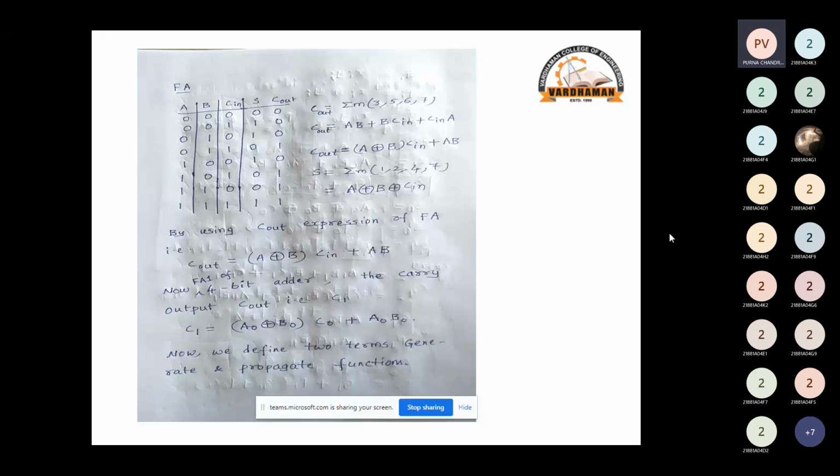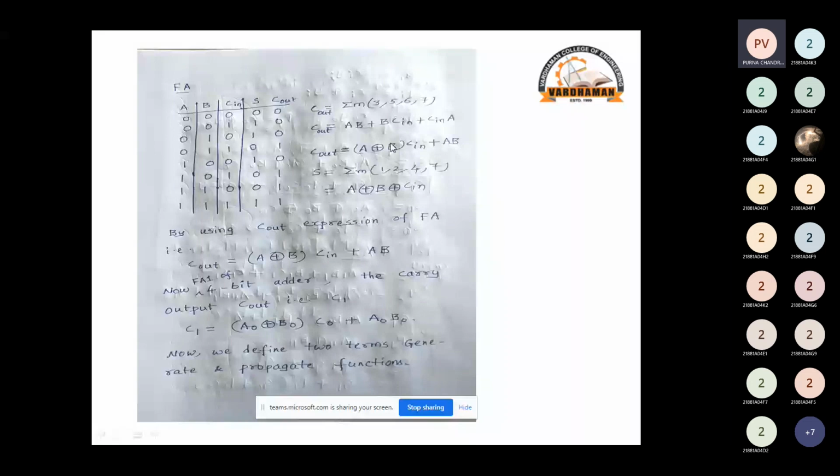We can also write the carry expression in another way: x XOR y into z plus xy. So here the inputs are A, B, and Cin, and the outputs are S and Cout. The carry out can be written as AB plus B into Cin plus Cin into A. Another way of writing the carry expression of a full adder is A XOR B into Cin plus AB. So this is the sum expression, and this is the carry expression.